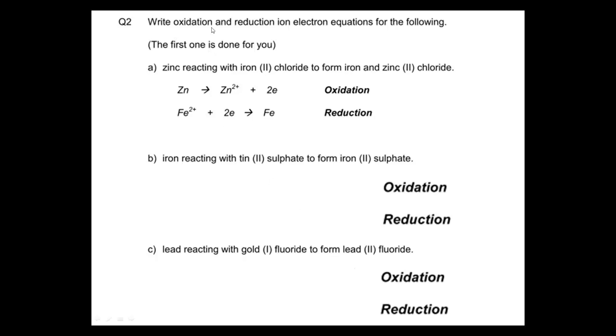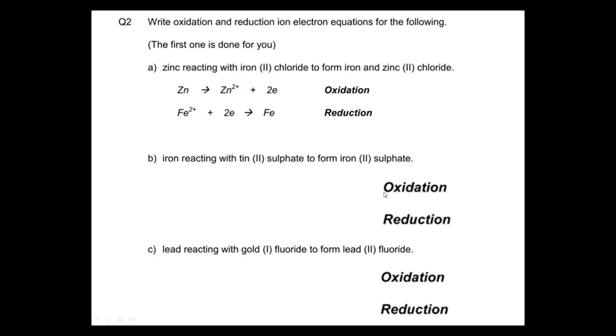You need to write oxidation and reduction ion electron equations for the following. The first one is done for you. Zn goes to Zn 2+ plus 2 electrons. The zinc loses 2 electrons. This is oxidation. The iron ion gains 2 electrons, so this is reduction.